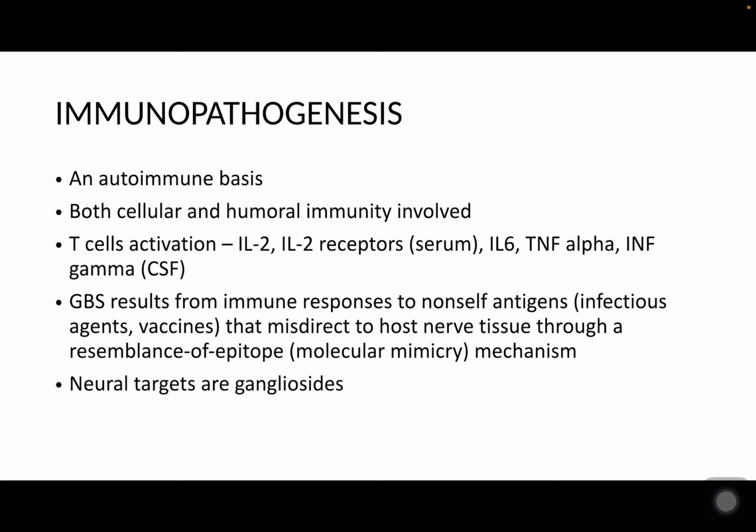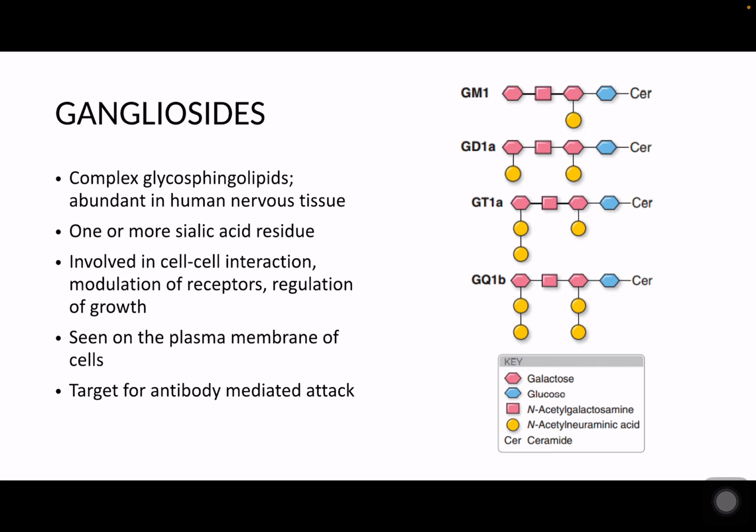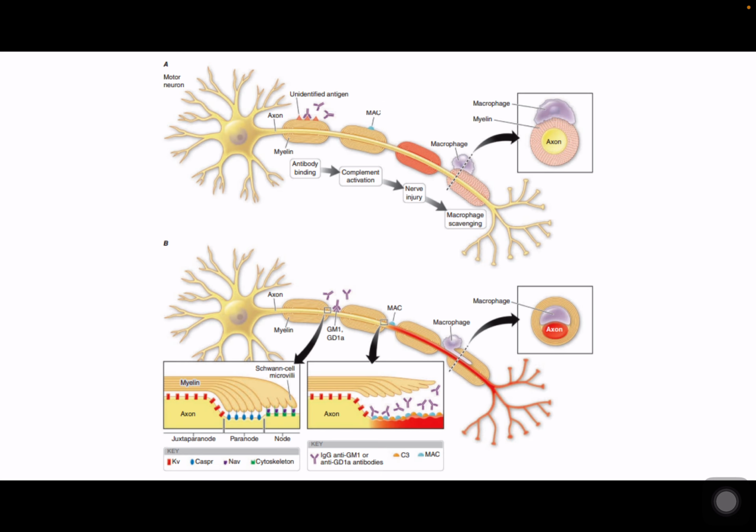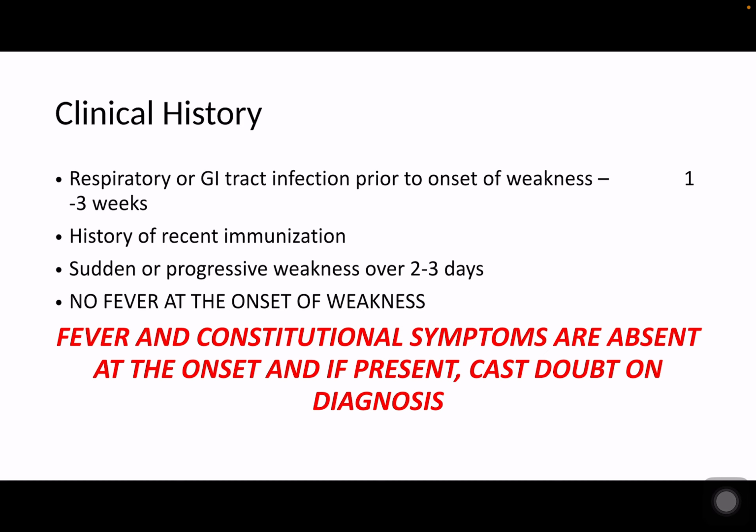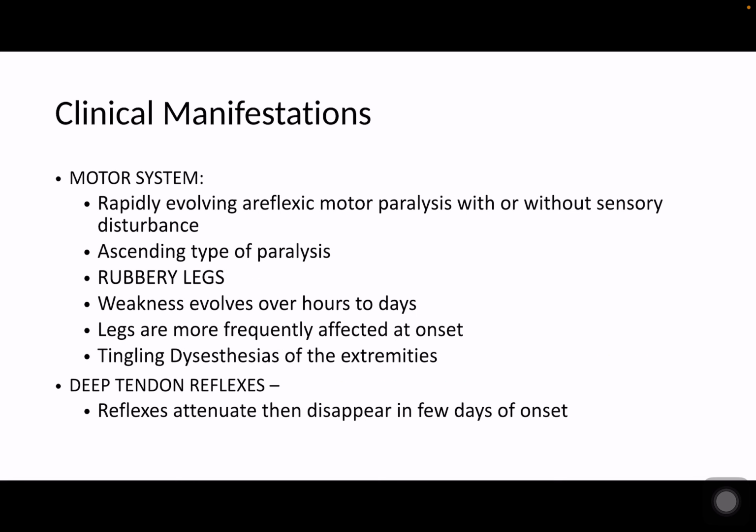We always have to rule out any sort of immunization. Guillain-Barré syndrome follows some viral infection, such as Epstein-Barr virus, cytomegalovirus, or Zika virus. Campylobacter jejuni is there, and HIV and SLE patterns are seen. Fever is actually not seen. Fever and constitutional symptoms are absent at the onset of illness, and remember that recent immunization must be ruled out. Motor symptoms are there.